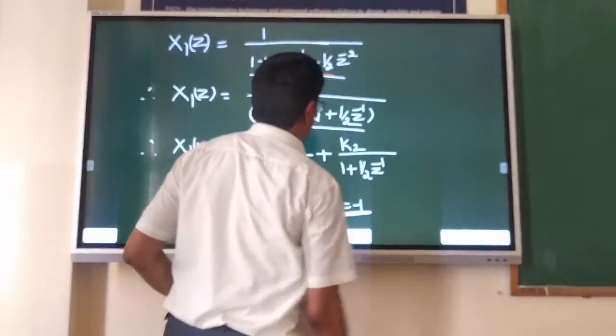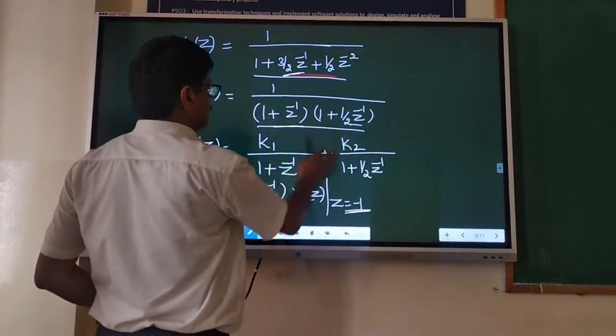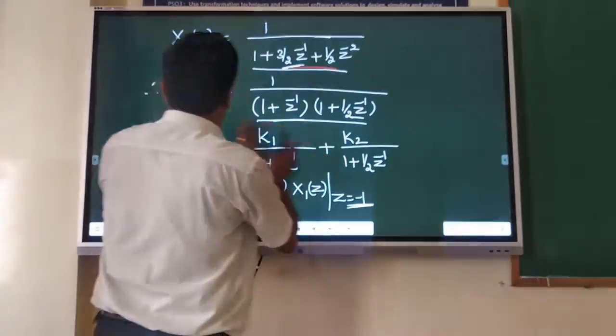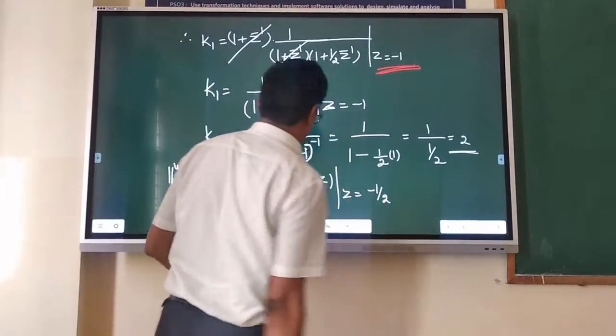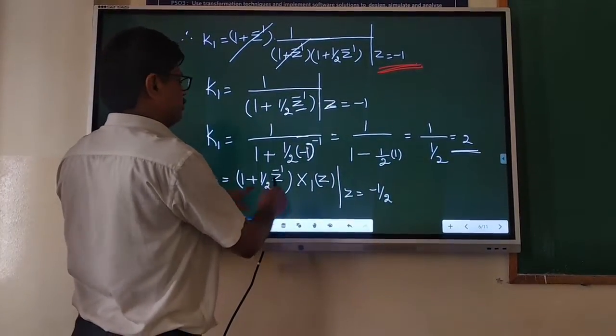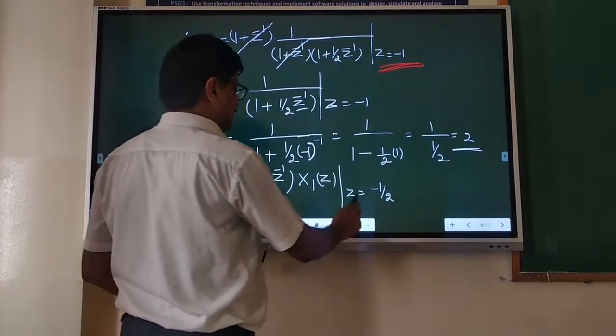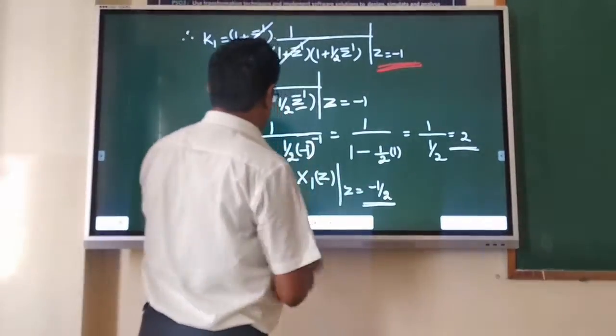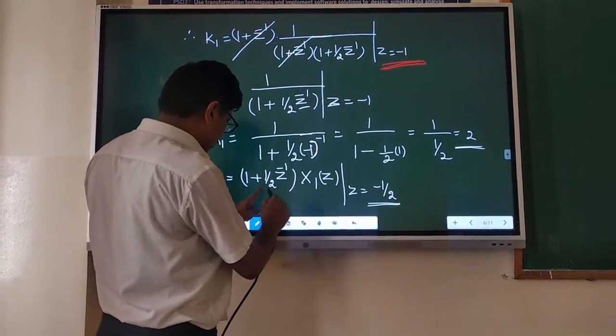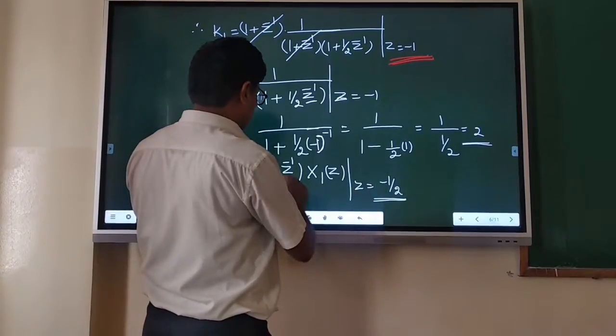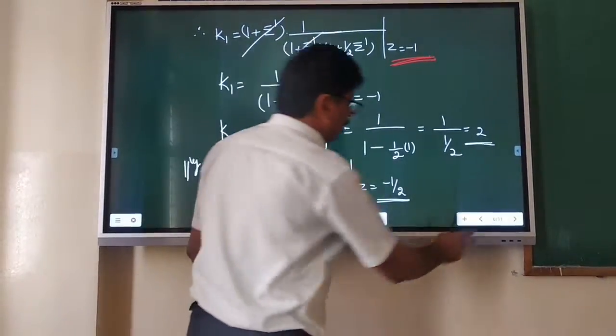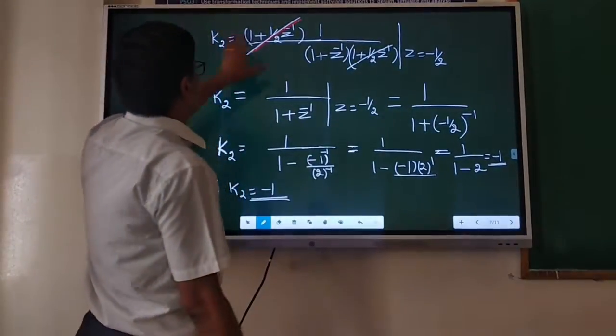Similarly, solve K2. K2 means neglect K1. Neglect this K1 term. K2 is equal to (1 plus 1 by 2 z inverse) into X1(z). That's what I am writing: K2 is equal to (1 plus 1 by 2 z inverse) X1(z) at z is equal to the same point. It is 1 minus half minus 1 by 2, right? Then z is equal to that minus. Now substitute and you will get K2.